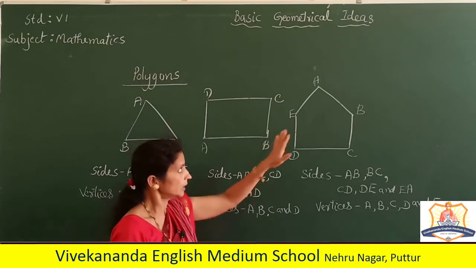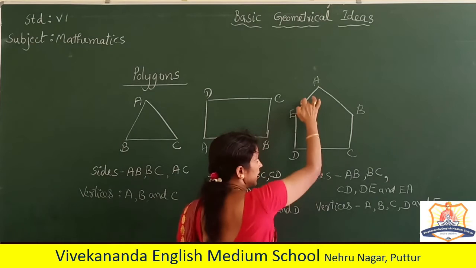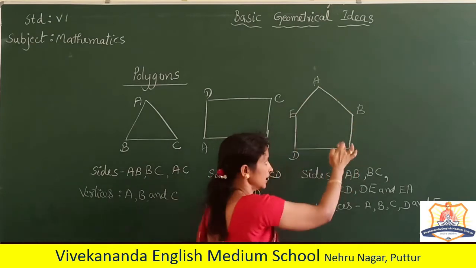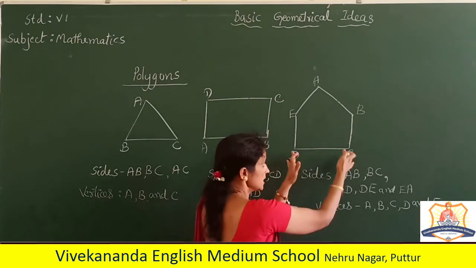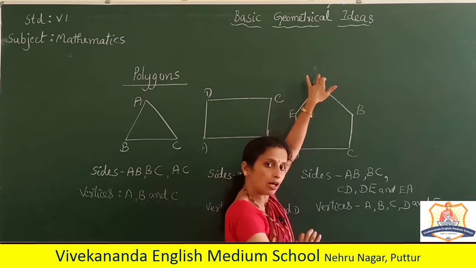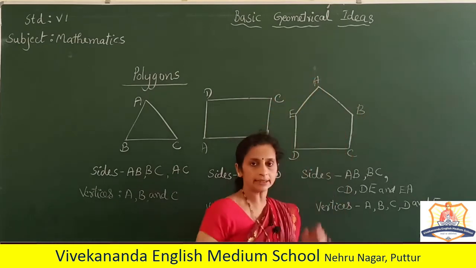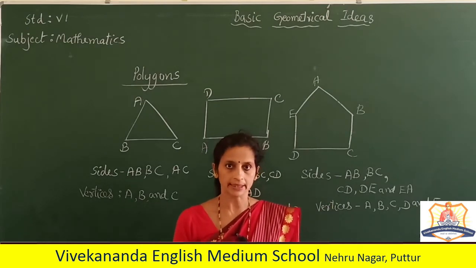So these two sides are adjacent sides, but these two sides are not adjacent, and we call them opposite sides. Even in a pentagon, you can see these two sides are adjacent to each other, these two sides are adjacent to each other, but CD and AB are not adjacent, ED and AB are not adjacent because they do not have a common vertex.